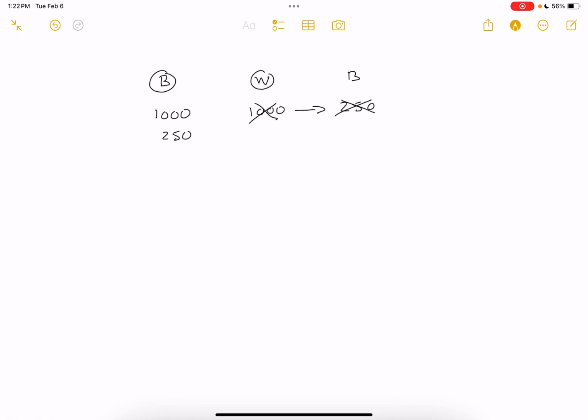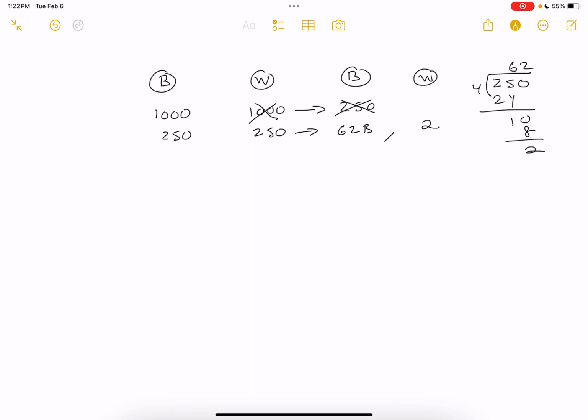Let me erase this over here. This is bars. Now the 250 that I got, I'm going to take that and certainly get more chocolate bars from it. If you took the number 250 and divided it by 4, you're going to get, I think, 60 something. You're going to get 62, but you'll have 2 wrappers left over. So from these 250 wrappers, I'm going to get 62 bars, but I'm going to have some wrappers left over. How many wrappers left over? 2 wrappers.